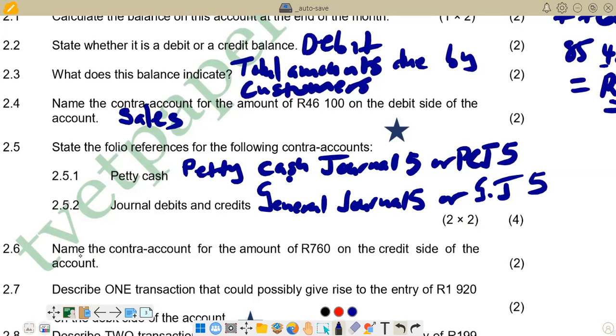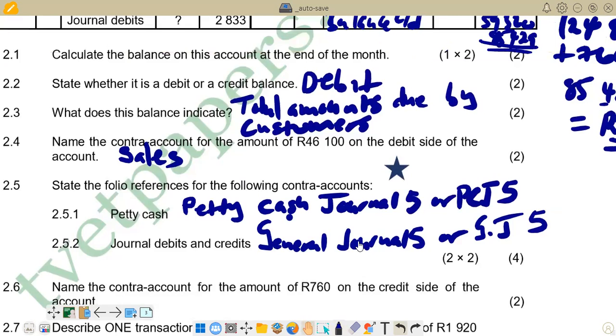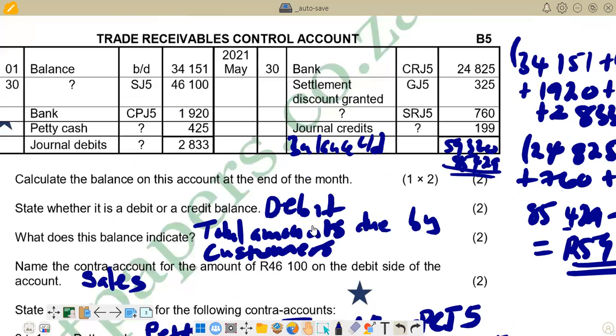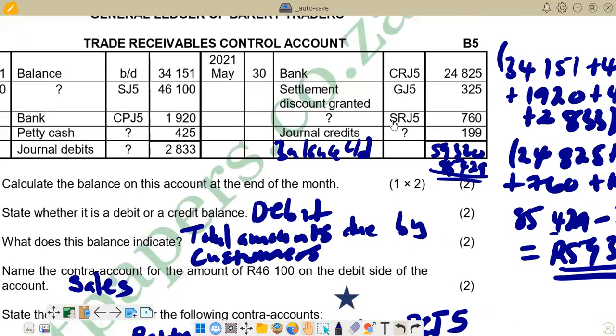Then we've got 2.6 now, which is saying name the control account for the amount of 760 on the credit side of the account. So we go to the credit side of the account and see which amount is 760. Right. We have this one there, it is SRJ. So basically, this is a sales returns journal. This is a sales returns journal.